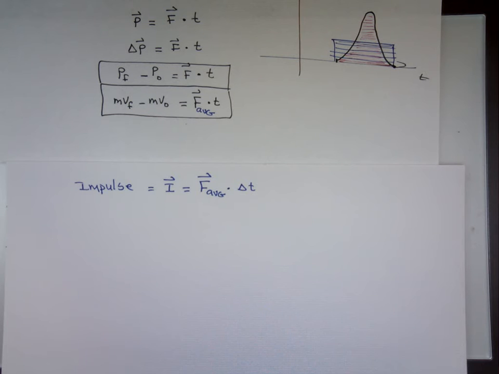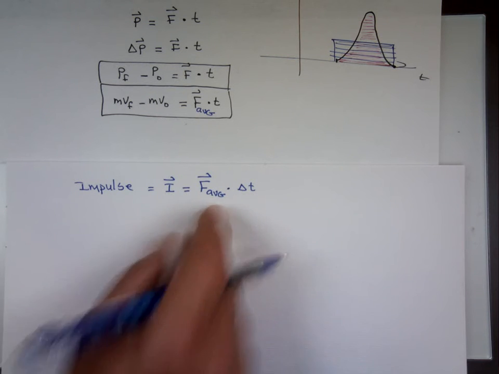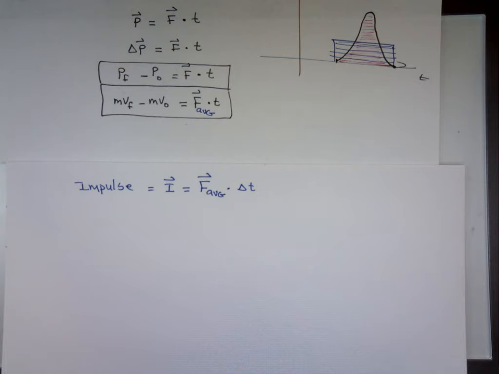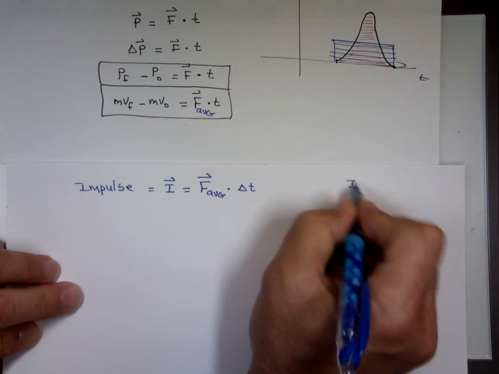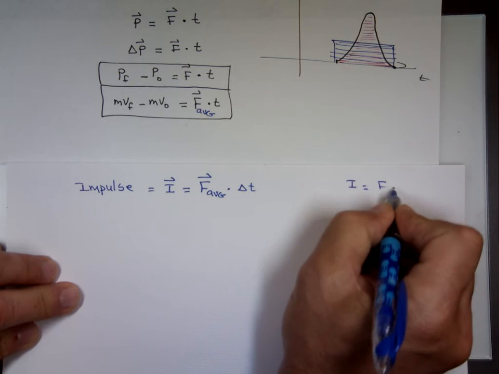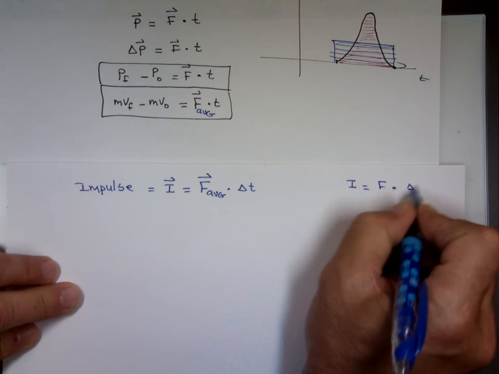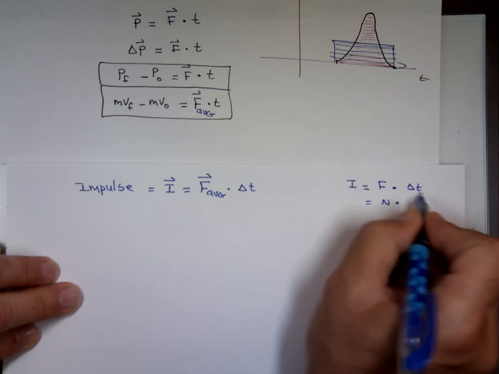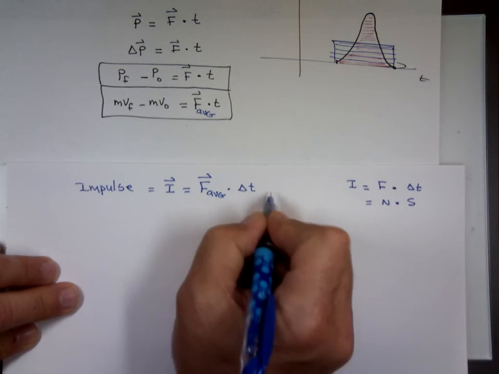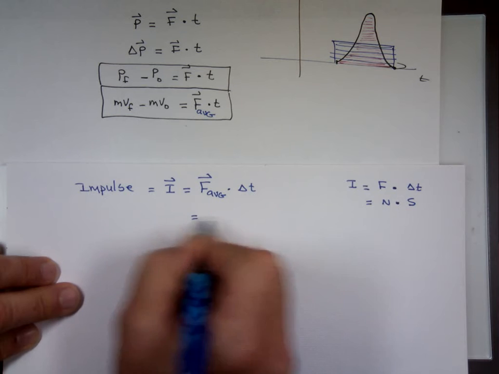Anyone know what the units for impulse might be? Well, let's think about it. Impulse is force times delta t. What's the unit for force? Newton. What's the unit for time? Second. So the unit for impulse is going to be Newton second.